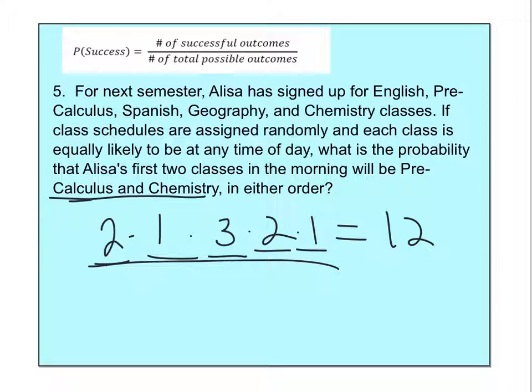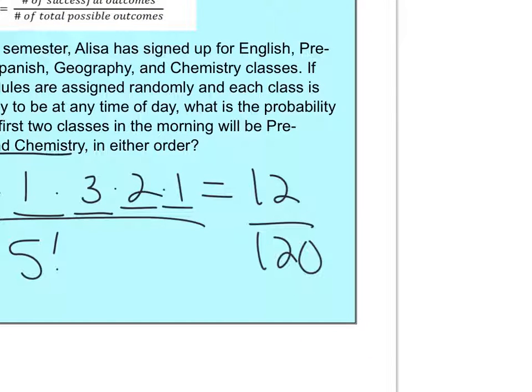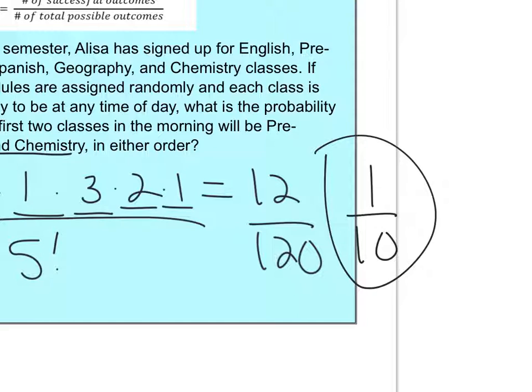Everything that possibly could happen is going to be just 5 factorial. So 5, 4, 3, 2, 1. That's out of 120 different possibilities. So that's 12 out of 120, which is 1/10. So there's a 1 in 10 chance that you're going to have that happen.